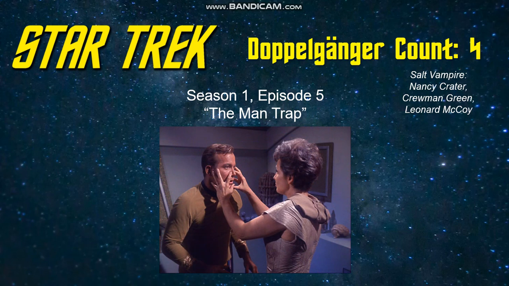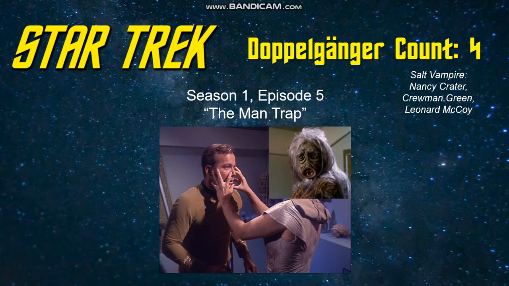Season 1, Episode 5, The Man Trap. The infamous salt vampire impersonates several members of the crew and others, including Nancy Crater, Crewman Green, and Dr. McCoy. And here we see the creature in its natural appearance.